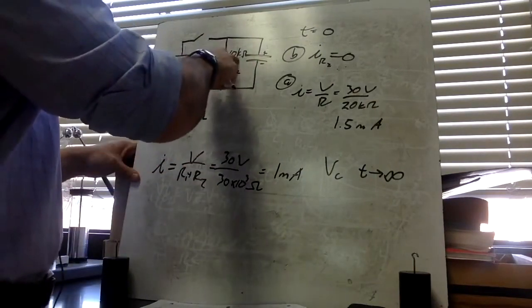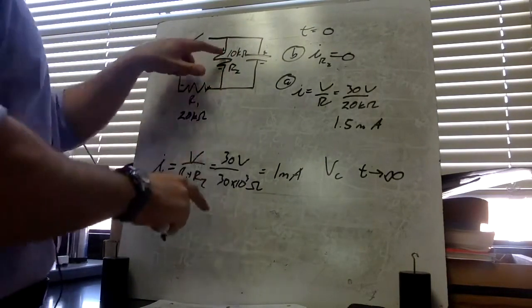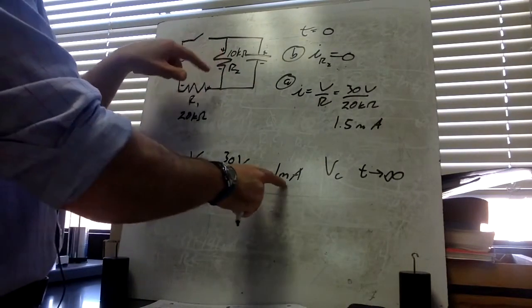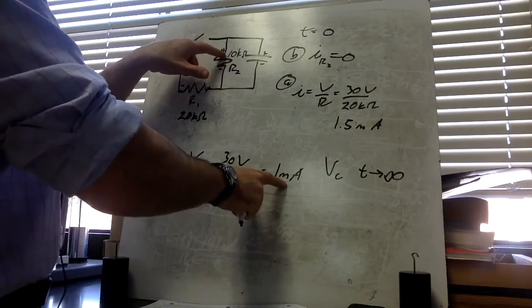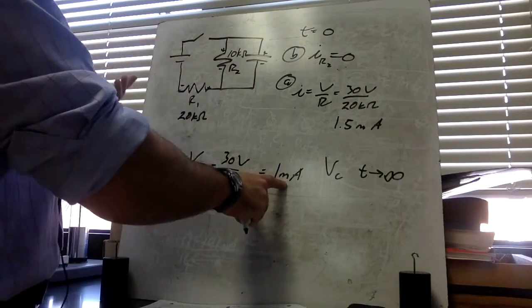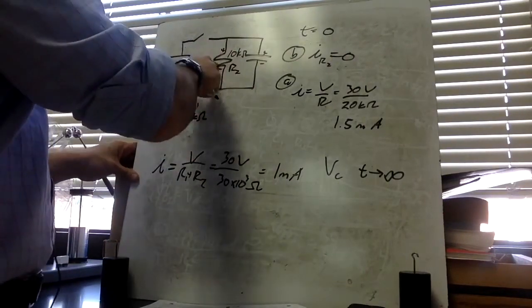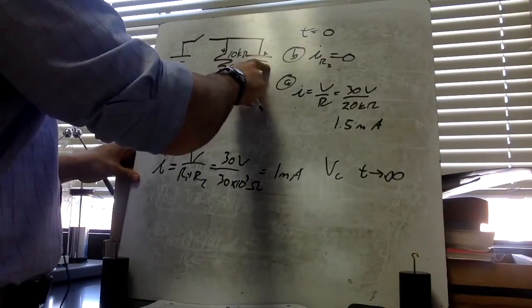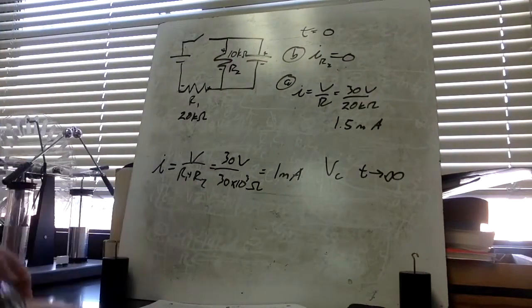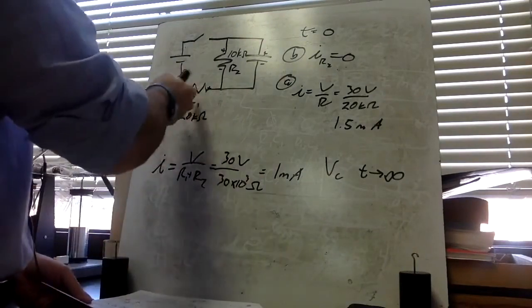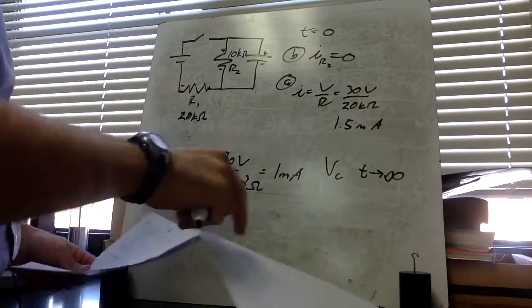So the voltage across this here is R, IR. So here's I, here's R. So 1 milliamp times 10 kiloohms would give you 10 volts. So if there's 10 volts across this, there's got to be 10 volts across this a long time later. Okay, and that means then there would be 20 volts across that resistor.